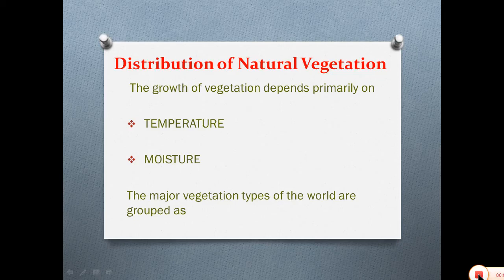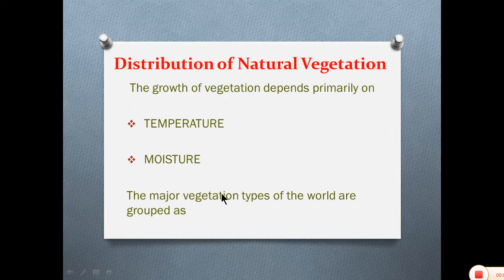Dear students, today's subtopic is distribution of natural vegetation. The growth of vegetation depends primarily on two factors, temperature and moisture. These two factors play a very important role in deciding the concentration of the vegetation on the planet Earth.